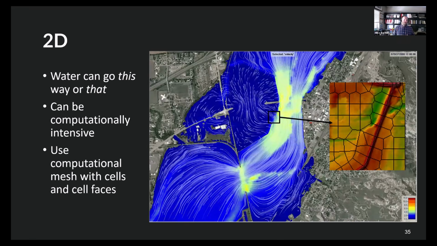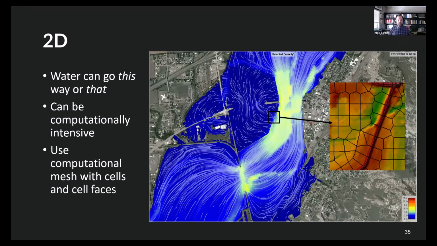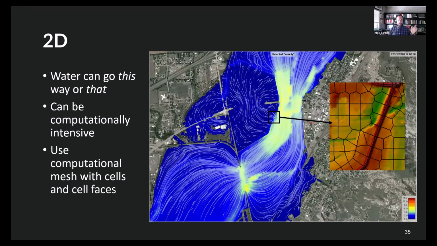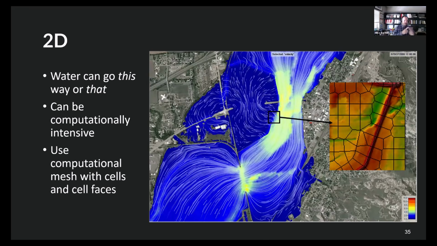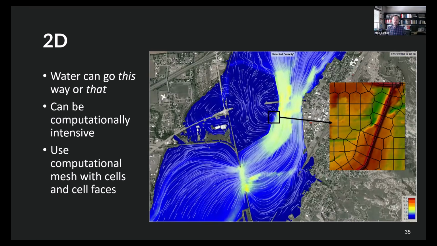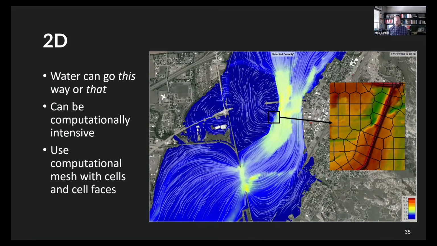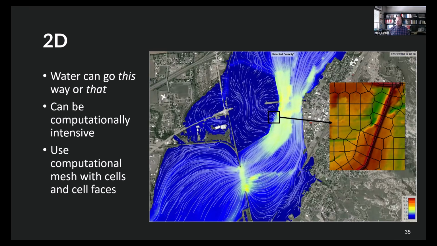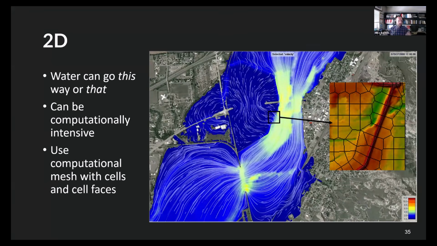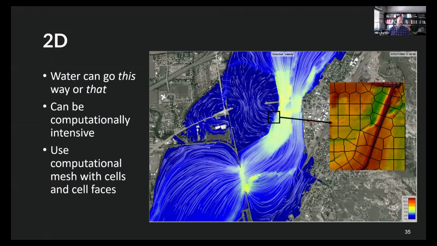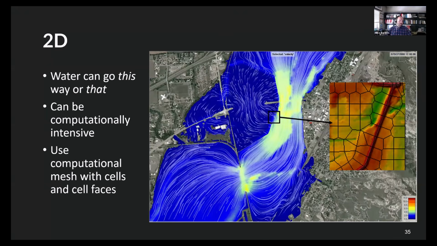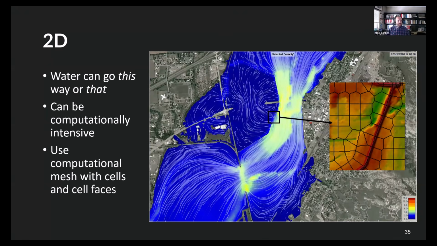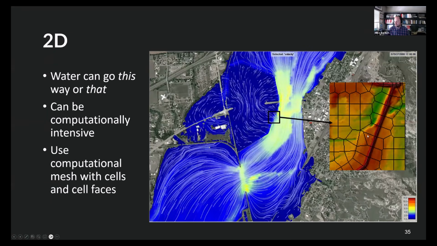But anymore, we really look a whole lot at two-dimensional approximations where water can go this way or that way, right, or any way in between. This can be computationally intensive, but usually the benefits far outweigh the costs. We discretize the real world up into computational elements, not of cross-sections anymore, but of computational meshes with cells and cell faces, as shown here on the right-hand side.